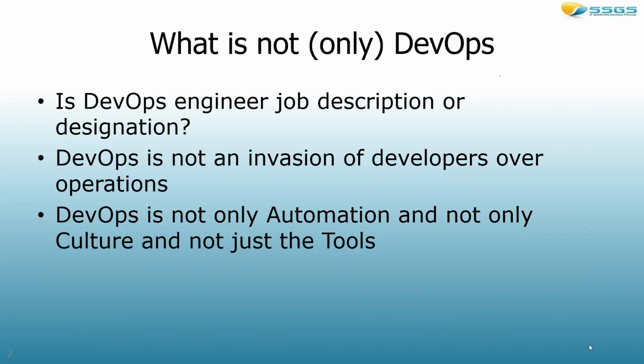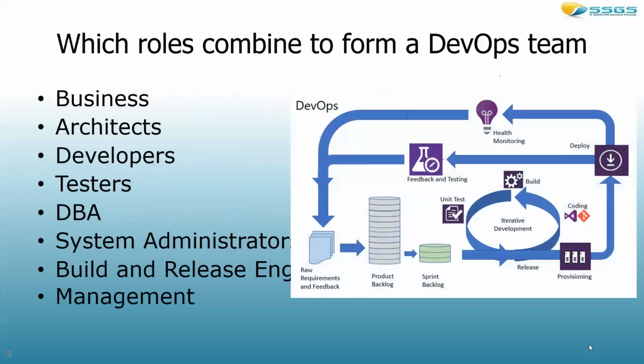DevOps is not only automation, not only culture, not only tools. So don't pay attention to only DevOps or only automation or only culture. All these three things are equally important. That should be remembered. Which roles combine to form a DevOps team?